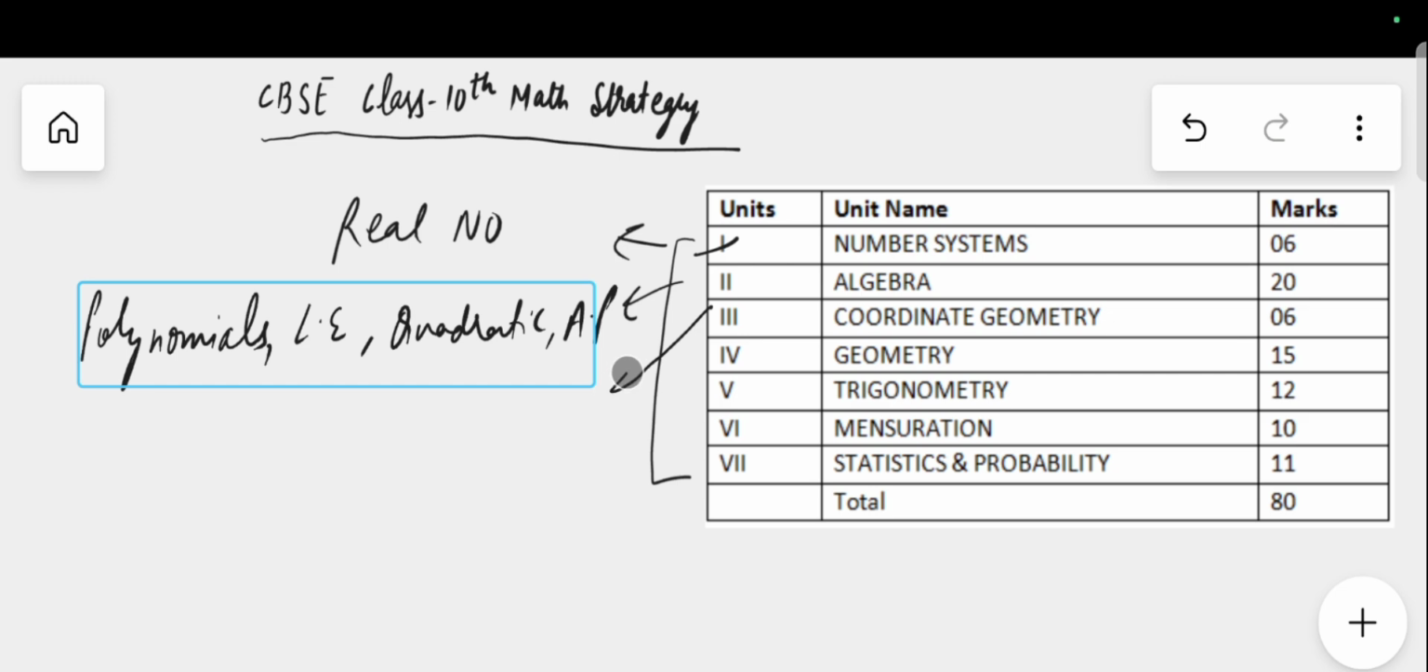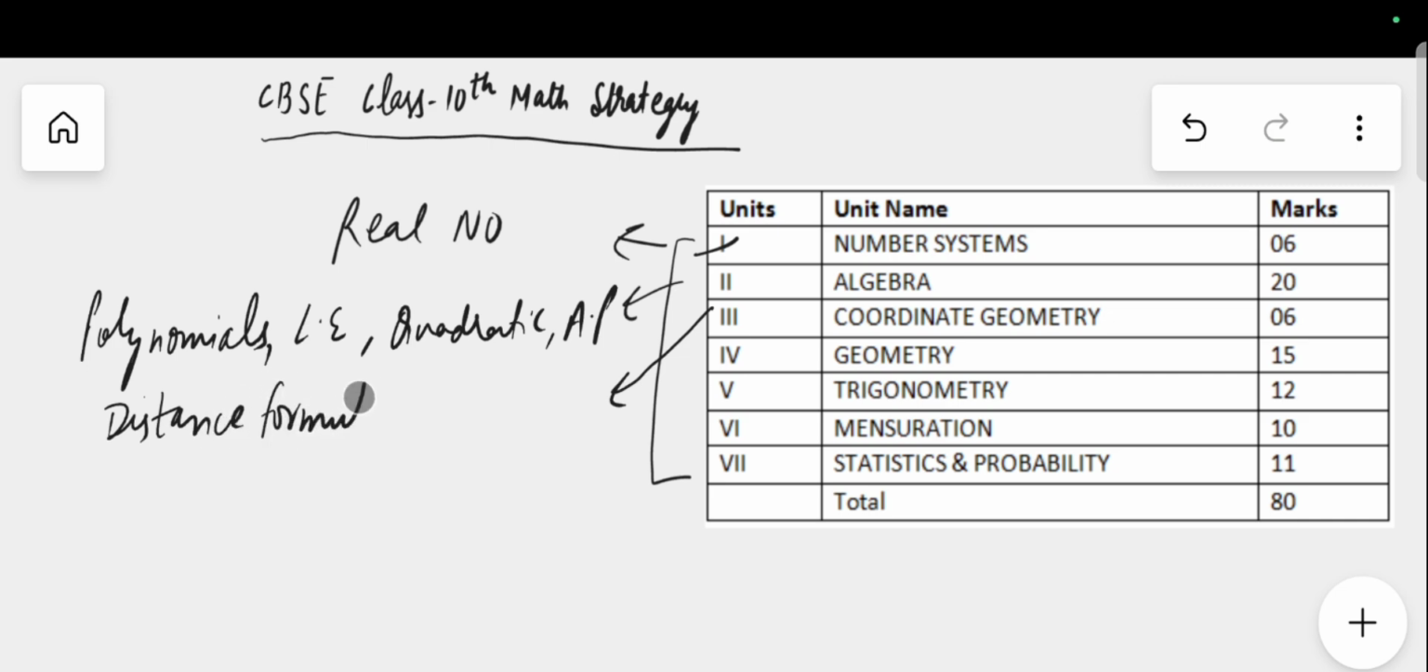In the third unit there will be coordinate geometry. In coordinate geometry there are two types of questions. First is distance formula, and second is section formula. These are the important formulas in this section: distance formula and section formula. Got it? Now next, the fourth unit, geometry.